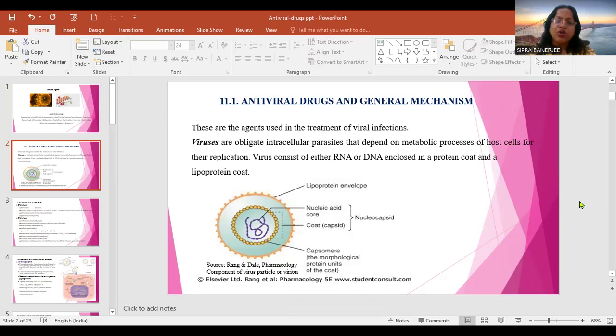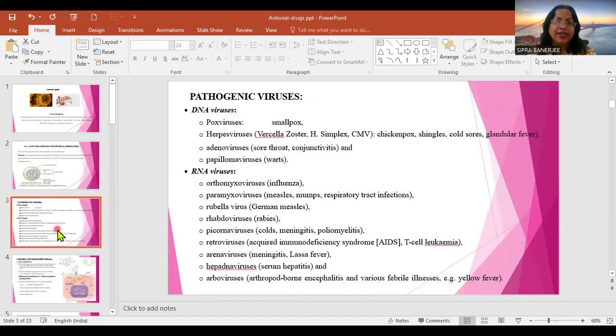So here you can see the structure, the lipoprotein envelope. Whenever the DNA or RNA comes into contact with the host cell, it will be liberated and replicated, and again it will have a lipoprotein envelope and come into action. So these viruses cause very different deadly diseases.